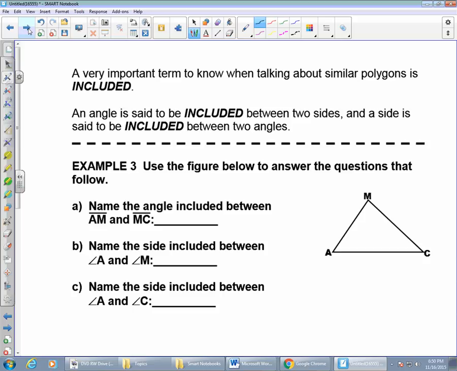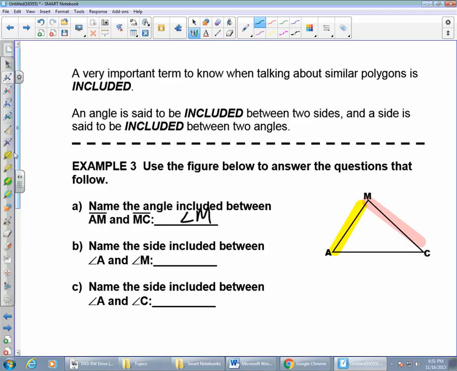Okay. A very important term to know when talking about similar polygons is included. An angle is said to be included between two sides, and a side is said to be included between two angles. So use the figure below to answer the questions that follow. Name the angle included between AM and MC. Where do those two segments meet? That's angle M.